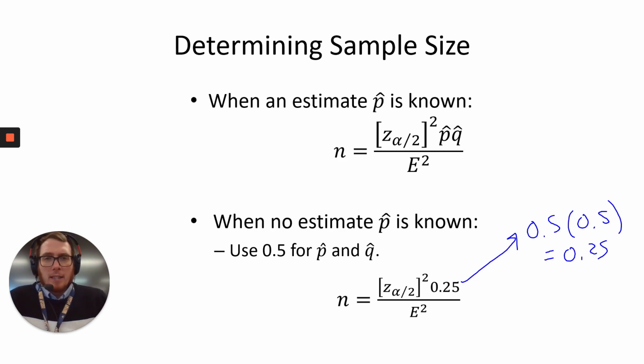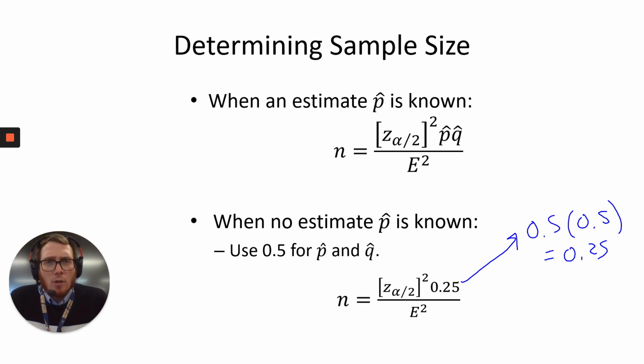Okay, here's the formula. This is for proportion questions. So it's solving for n. It's the z-score for the confidence interval we're talking about, squared, times p hat and q hat, which are known when the point estimate of the sample is known. When that information is known, you use p hat and q hat divided by the margin of error squared. One thing about the margin of error is typically it's a percentage. You have to make sure it's a decimal before you plug into the formula.